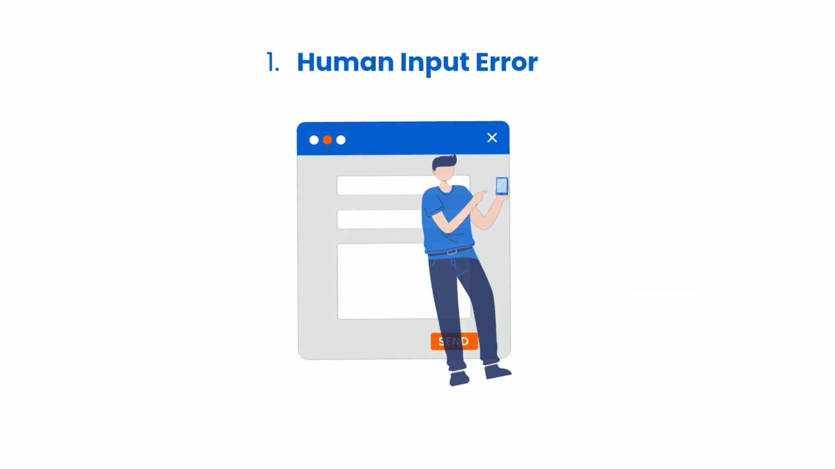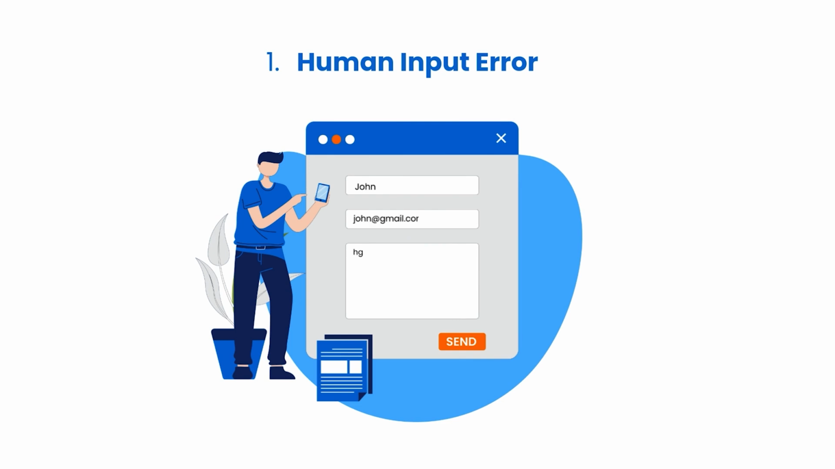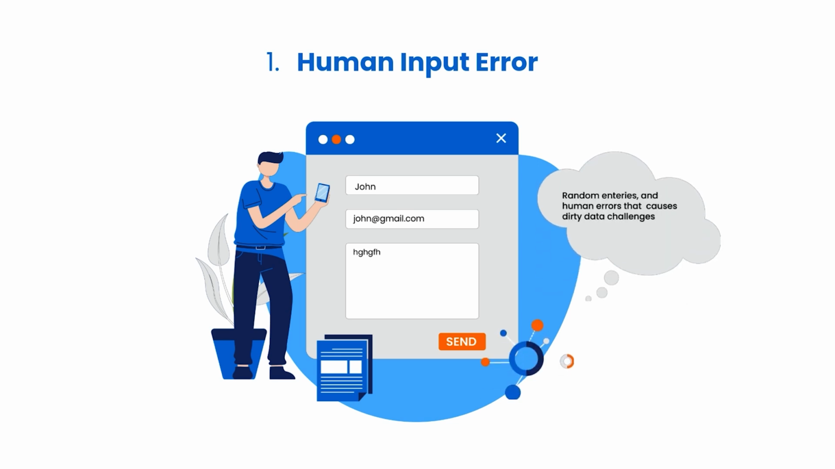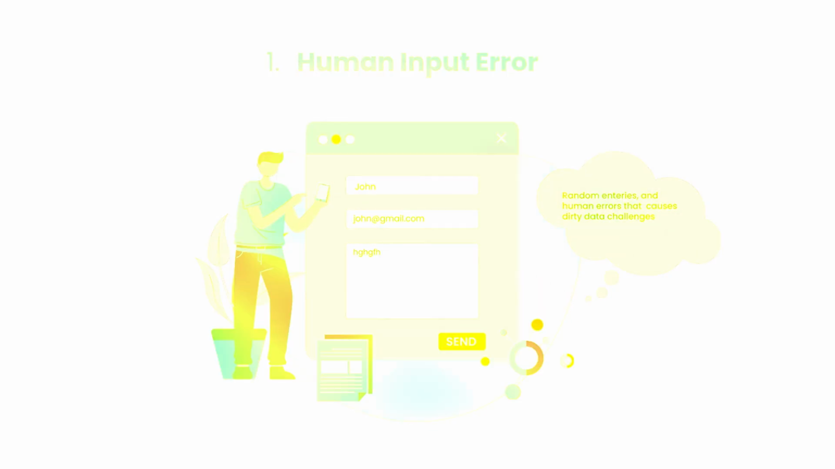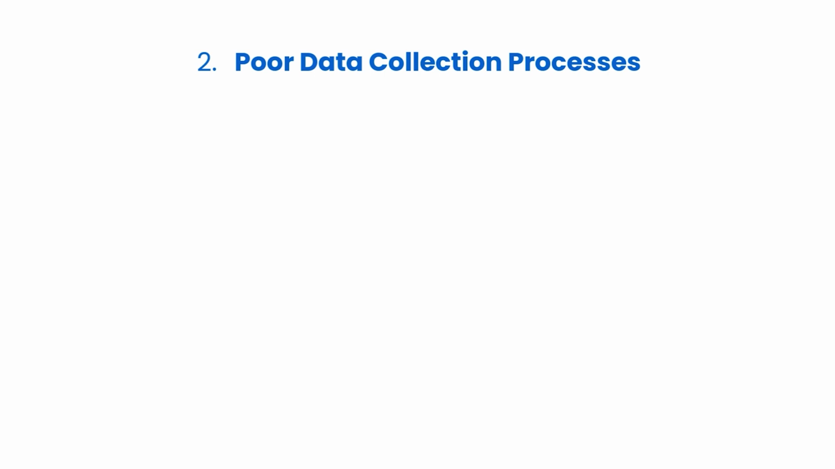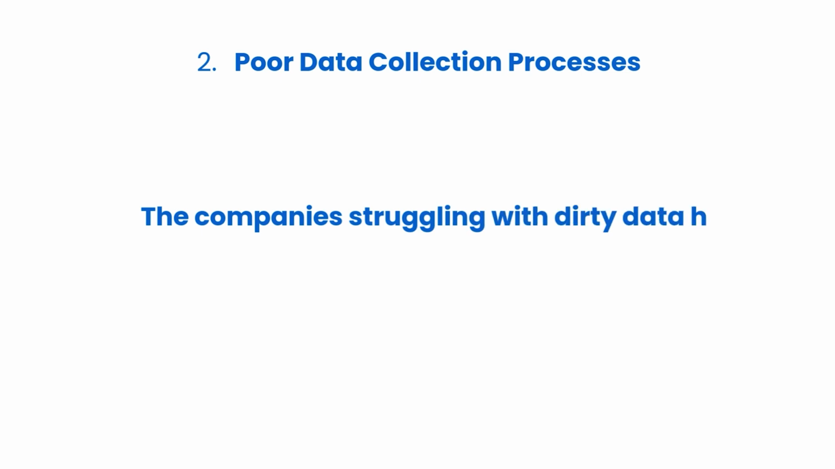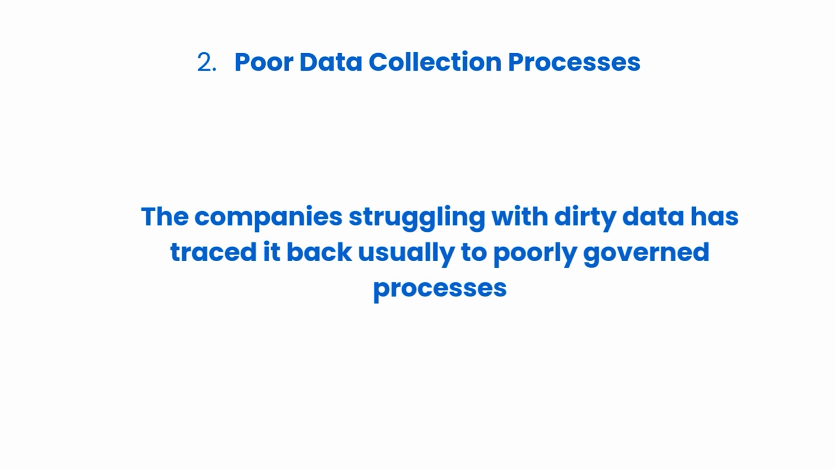Now, we all make mistakes, whether it's a typo, leaving a field blank, or just entering junk or fake numbers instead of a real value. The more your systems rely on manual data entry, the greater the risk of dirty or bad data. Another common reason is poor data collection processes. Companies struggling with dirty data have traced it back usually to poorly governed processes.